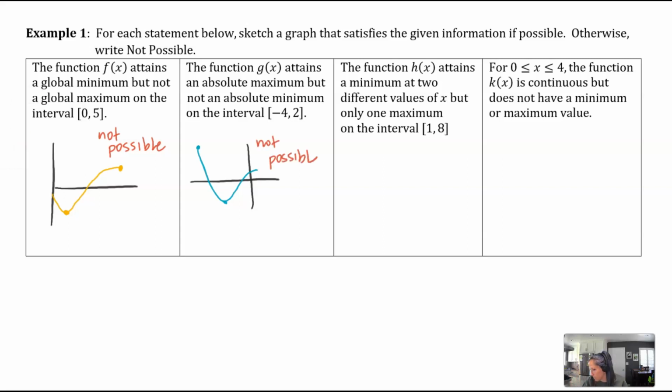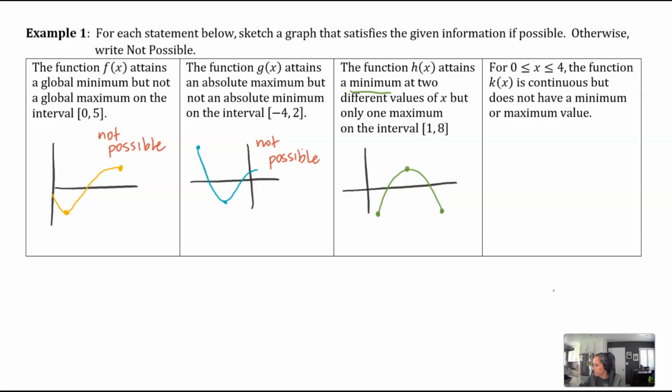We get into that extreme value theorem. All right, a function attains a minimum at 2 different values of x, but only one maximum. I don't see why that should be a problem. If I'm doing this one, let's just make a parabola. We'll have one at 1 and one at 8, and then pretend I actually got to that point at 8. It has a minimum at 2 different values of x, both at 1 and 8. Same minimum, but it happens twice, and one maximum.